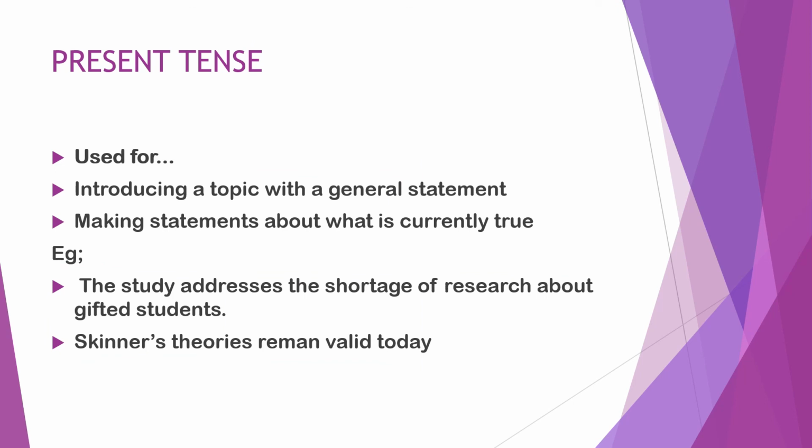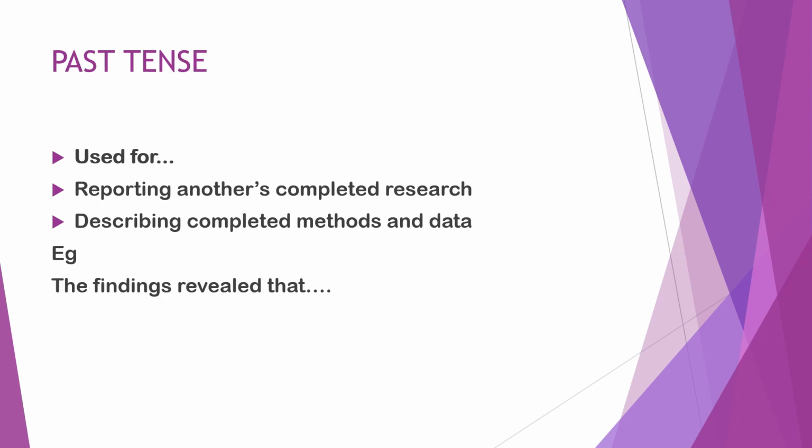Present tense. What is it used for? It's used to introduce a topic with a general statement, making statements about what is currently true. Example, the study addresses the shortage of research about gifted students. And next one, present tense, it's currently still true: Skinner's theories remain valid today. Present tense is easy.